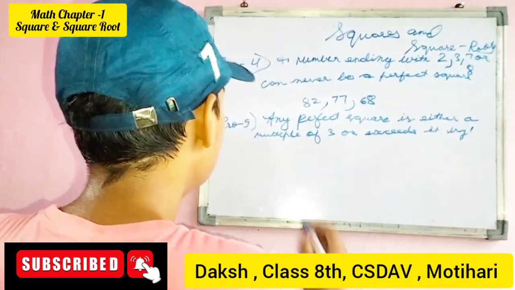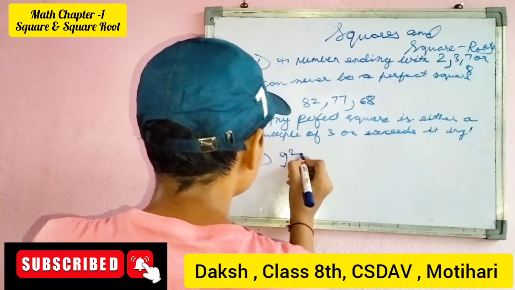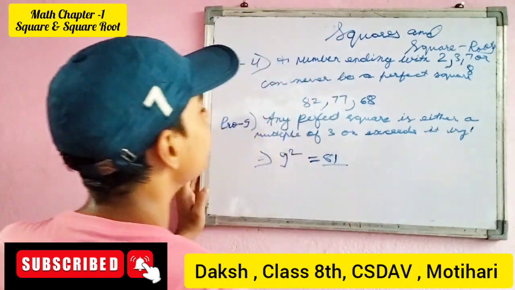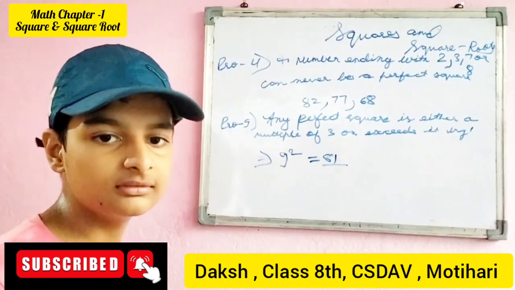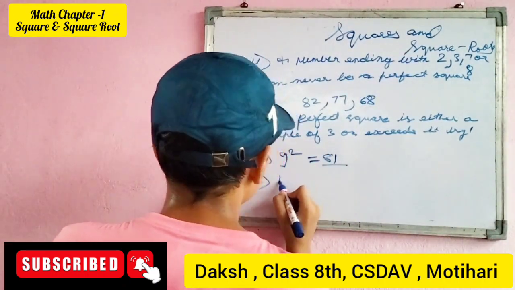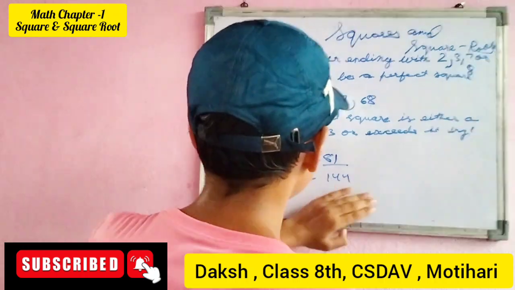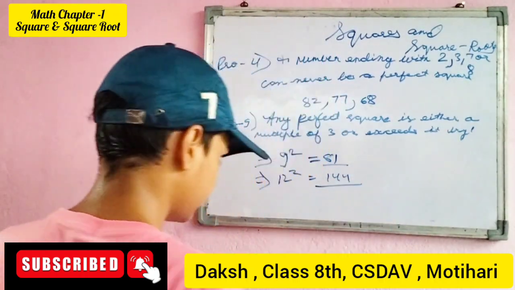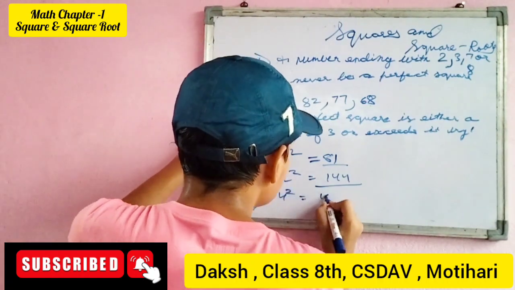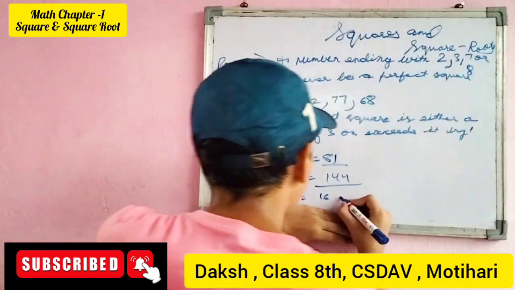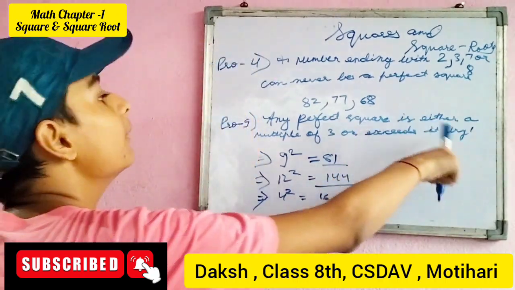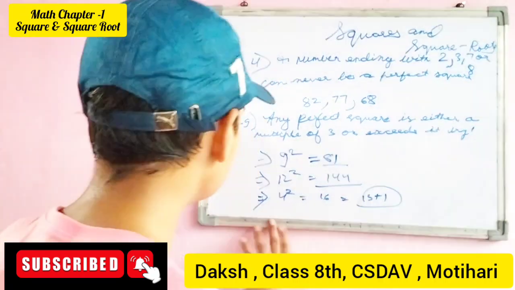We can take for example 9 square equals 81. According to the divisibility rule of 3, 8 plus 1 equals 9, and it is a multiple of 3. Then comes 12 square, 144, and 1 plus 4 plus 4 is 9. This is also a multiple of 3. But then comes 4 square, 16. This exceeds the multiple of 3, 15, by 1. As said here, it exceeds by 1.